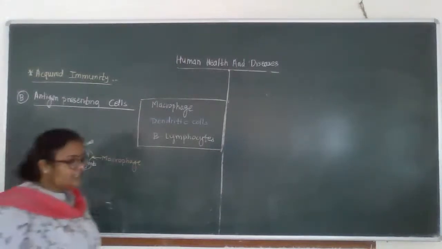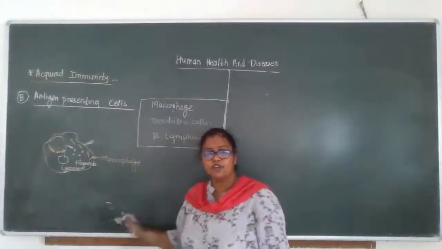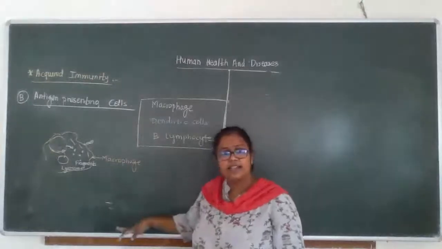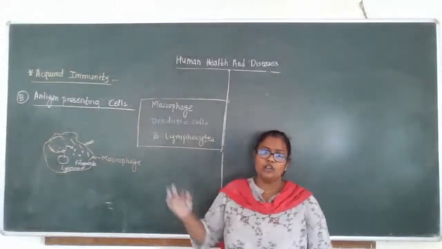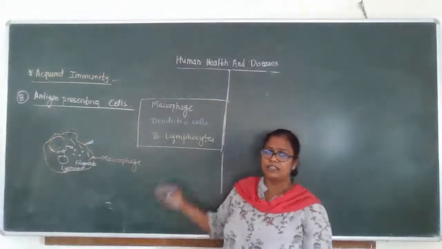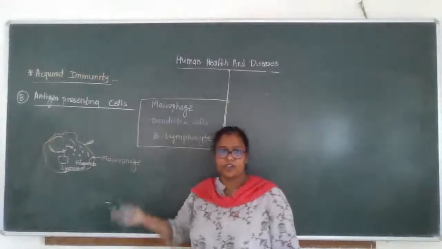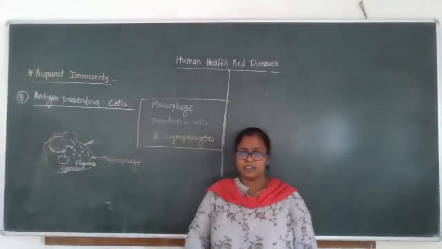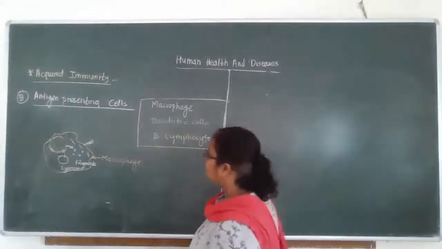That means some of our body cells, which especially perform the function of phagocytosis, phagocytose that antigen, digest it, break it down into small fragments, and these fragments come on their surface. Now these cells are called the antigen presenting cells. Okay, clear, everyone?